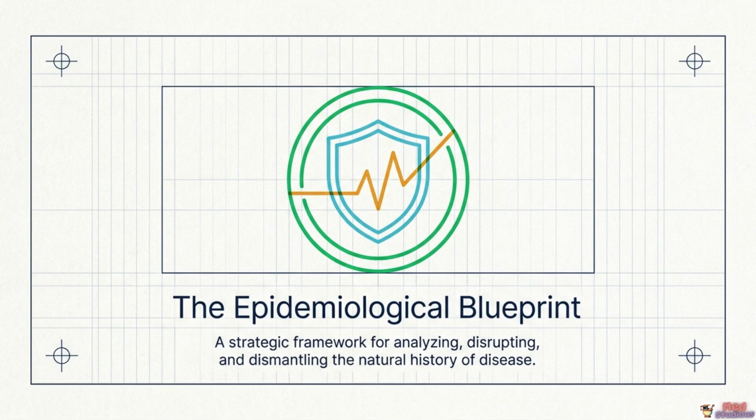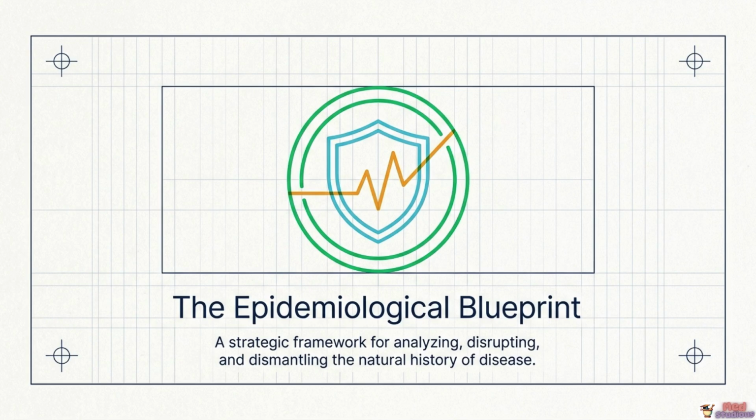Welcome back to Studious. Today, we continue our community medicine series with a session that sits at the very heart of the discipline, the epidemiological blueprint for disease control and prevention. If the previous session gave us the structural map of how health systems are organized, today's session gives us the strategic framework for how those systems actually fight disease.